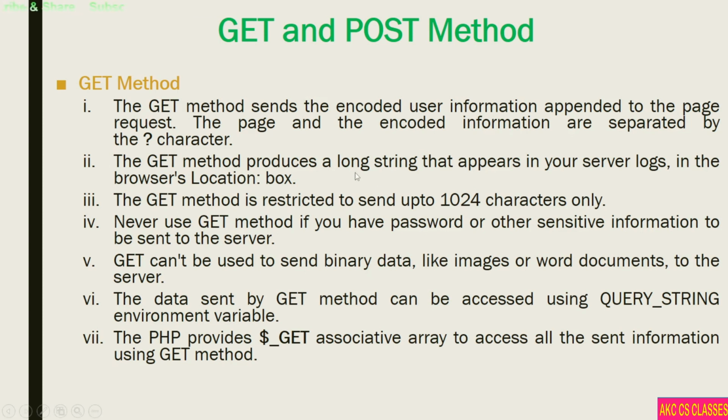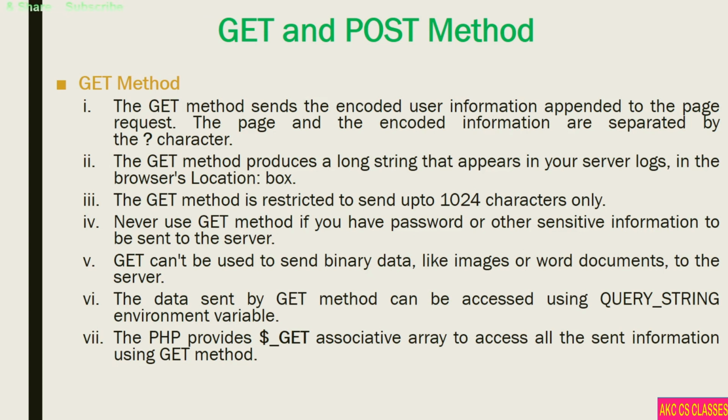The get method is restricted to sending up to 1024 characters only, which is a very important difference to understand with respect to the post method. We should never use the get method to send sensitive information like a password or the PIN of an ATM card, because the information is easily visible in the URL of the browser. You don't want your password to be visible in the URL so that others can see.